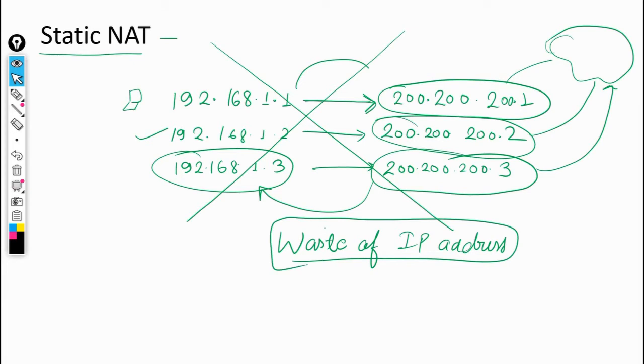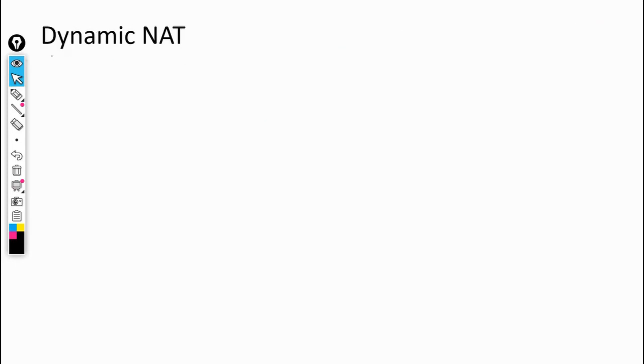Okay, so in the case of static NAT, we are mapping one to one, or there's a fixed mapping from one to another. That is called static NAT. Don't worry about the commands. I will just tell you one by one. Another type of NAT is dynamic NAT.